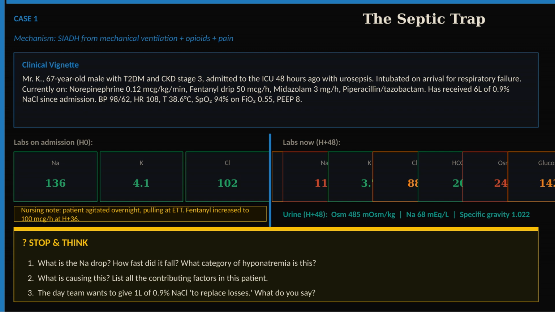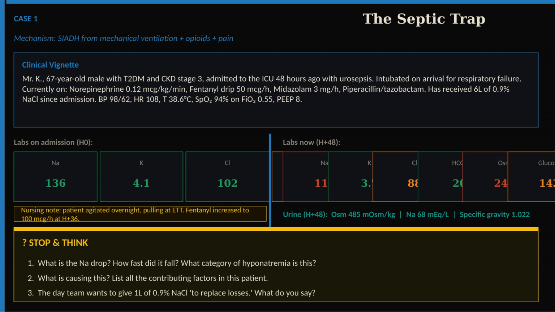His measured osmolality is 248, so this is genuinely hypotonic. And here's the clincher. His urine osmolality is 485, far higher than his serum, and his urine sodium is 68. His kidneys are aggressively concentrating urine and holding on to sodium at the exact moment his blood is screaming dilute. One more detail buried in the nursing note. He was agitated overnight, pulling at the tube, so the fentanyl got doubled at hour 36.